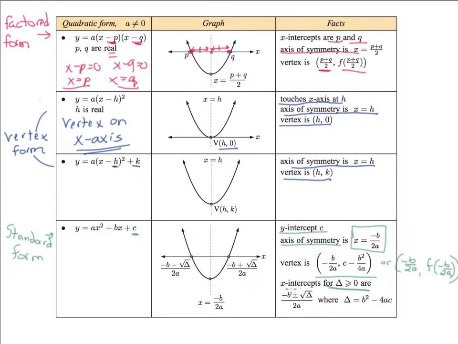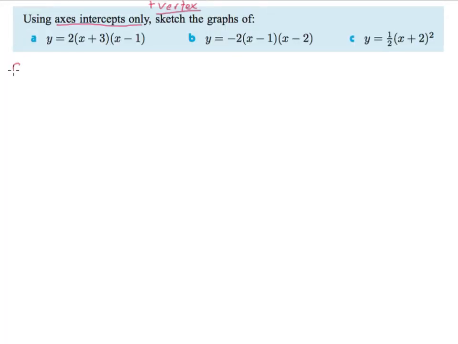Our x-intercepts exist if our discriminant is greater than or equal to 0. And to find our x-intercepts, usually we're going to use something called the quadratic formula that we practiced in the last section. We're going to use our x-intercepts and our vertex to sketch the graph.